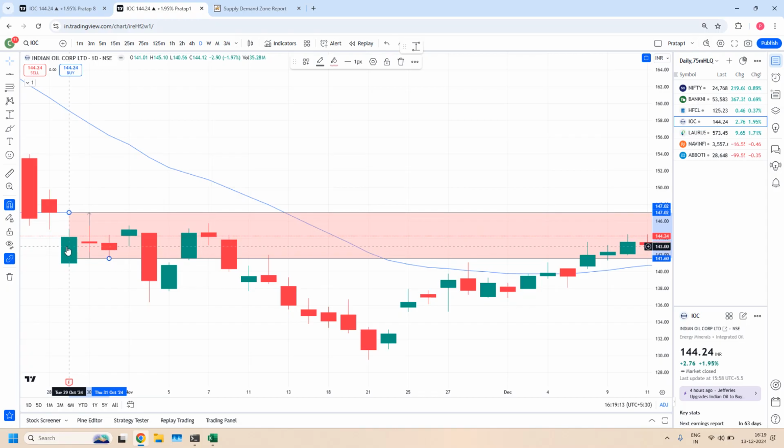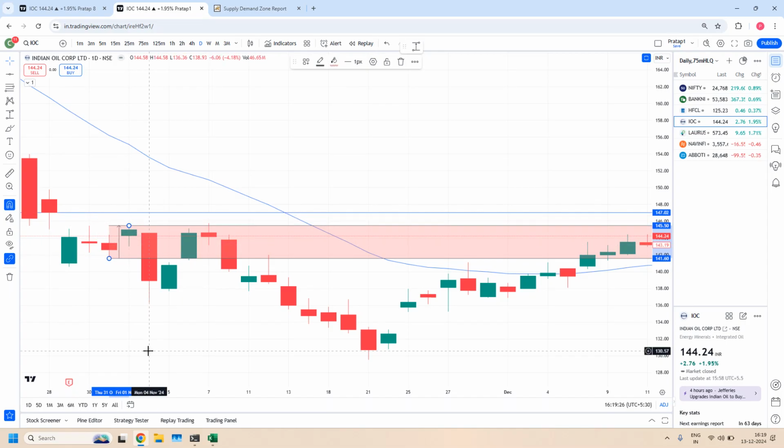Is it really a rally candle or is it really a drop candle? See, if the price had closed a little below, our software would have recognized this as a drop candle. If it is a drop candle, then you would have drawn a zone like this. If you draw a zone like this, this is really a violated zone.